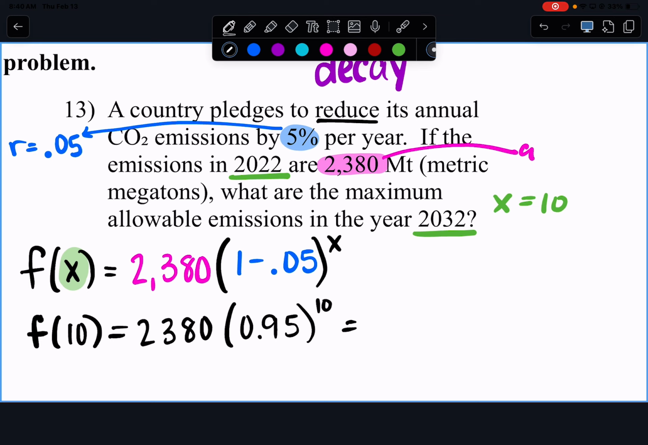What's our answer? 1425? Any decimals anywhere? 1424.99. All right, cool. And then what is our units? Metric megatons. And usually it will tell you whatever you need to put next to it. After your initial value, it'll tell you what your units are.